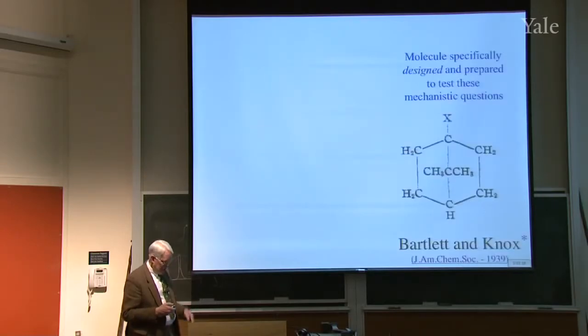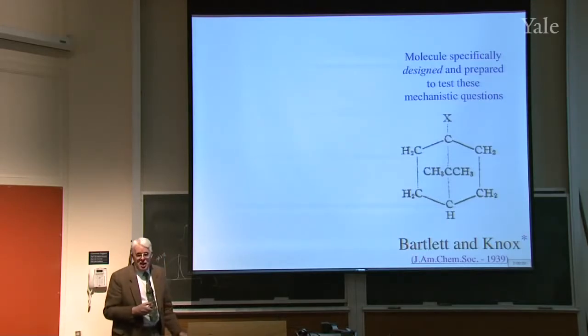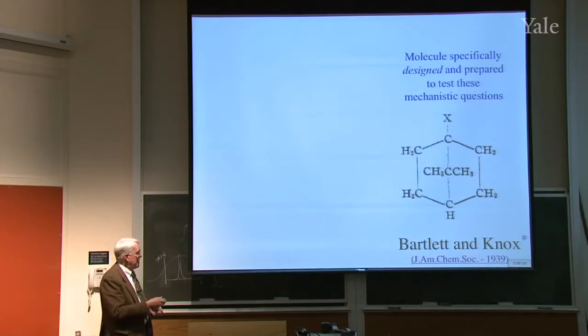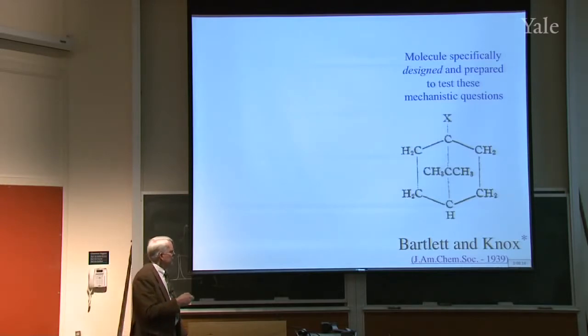And that was in this paper published in 1939, which if you click there, you can download a copy of the paper, by Bartlett and Knox. So this is your chemical grandfather, right, P.D. Bartlett, who was a young man at that time. He was 32 years old.